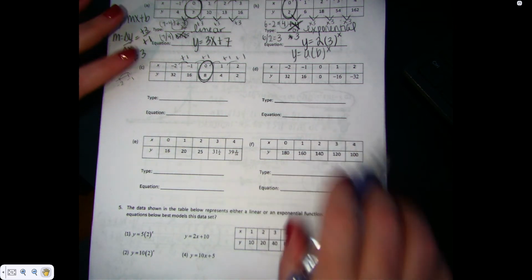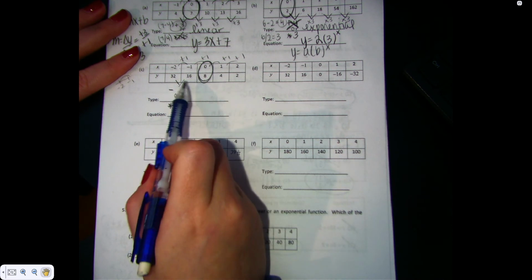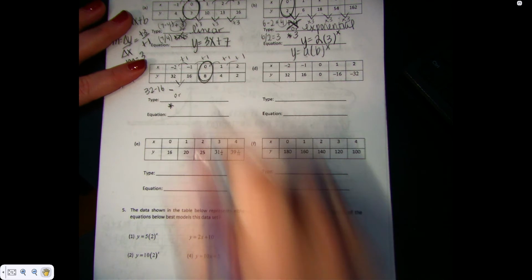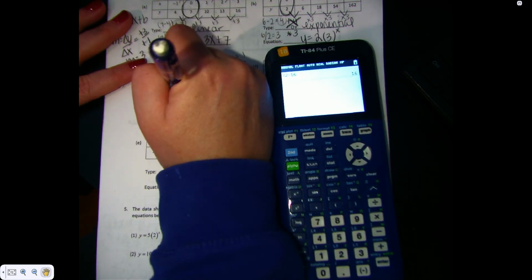So they're getting smaller. That means I'm either subtracting something, or I'm still multiplying. How do you know what you're subtracting? Well, you're just finding the difference between these two numbers. So I would say 32 minus 16 equals 16. So each and every time I would be subtracting 16.